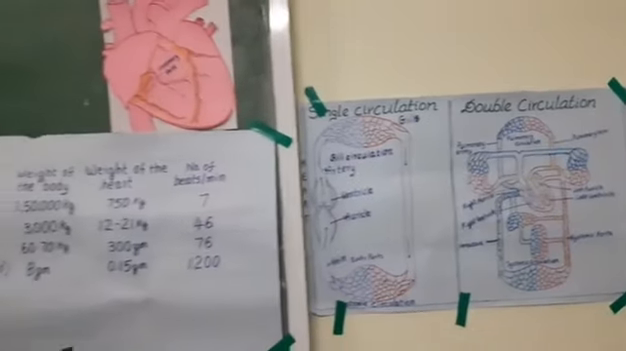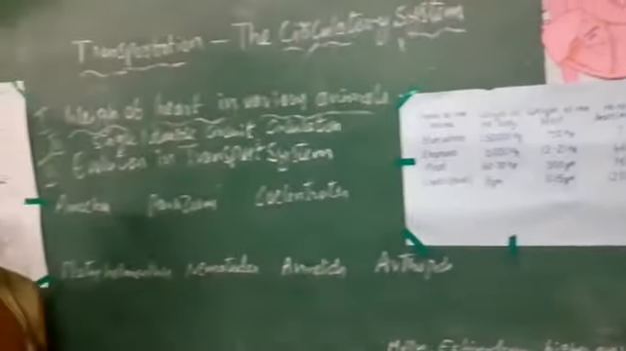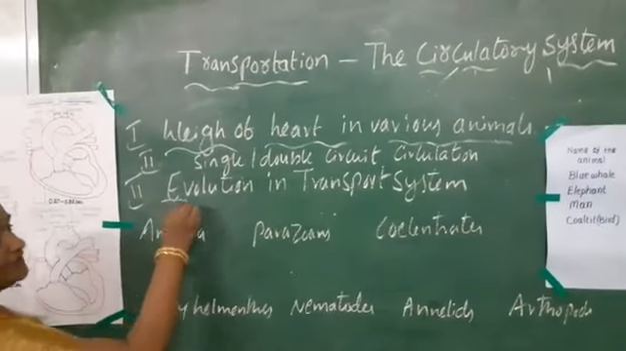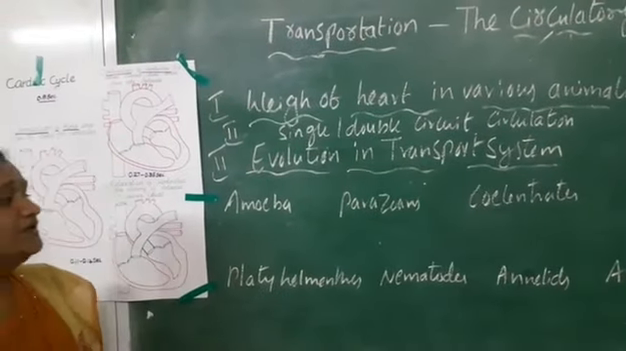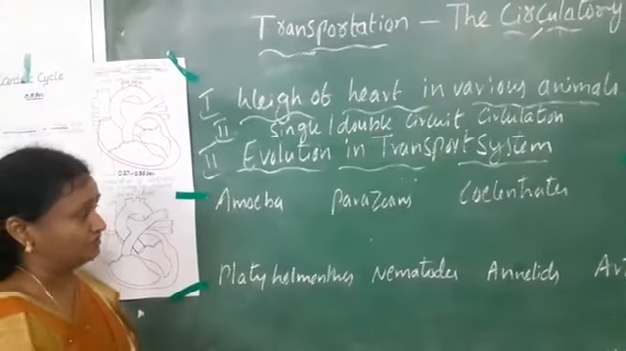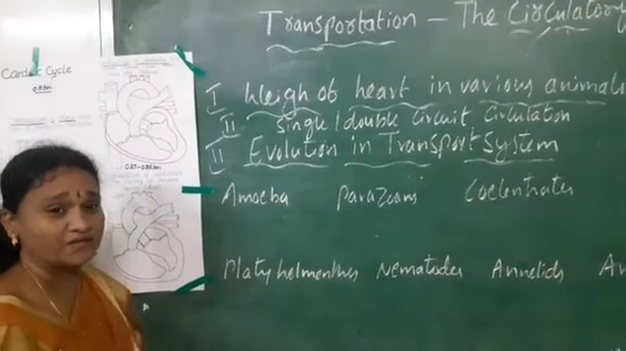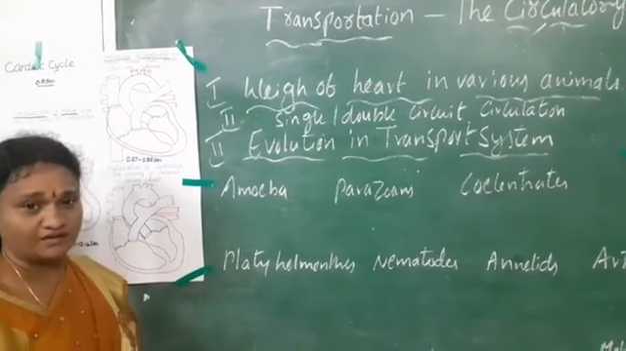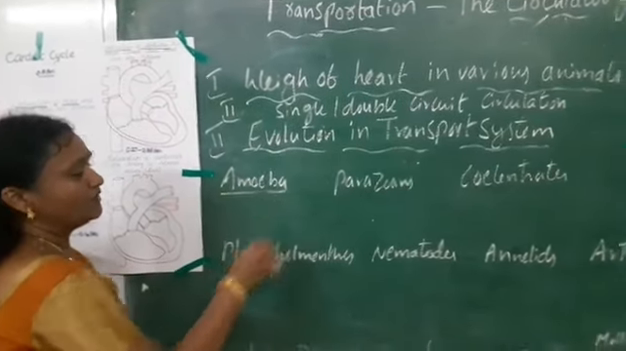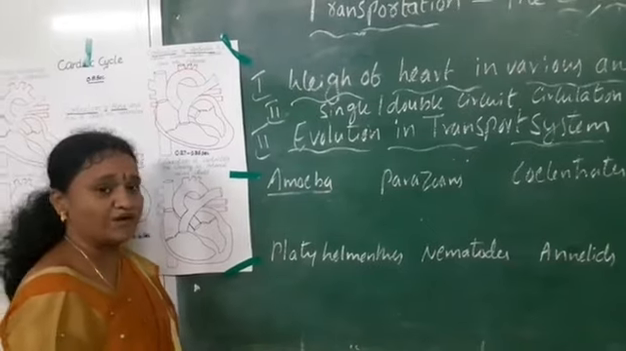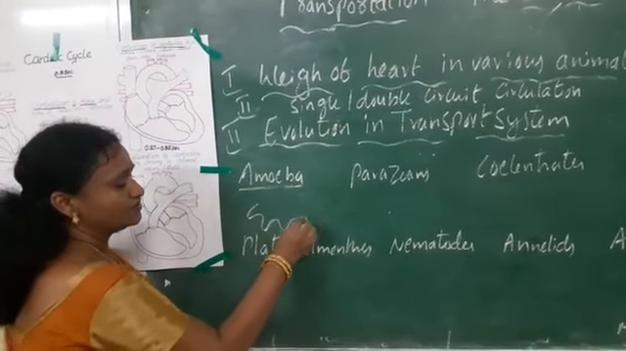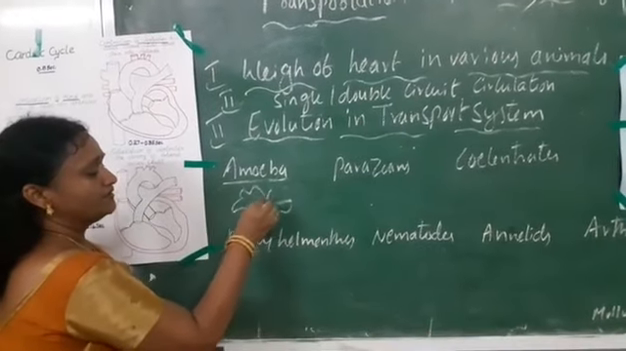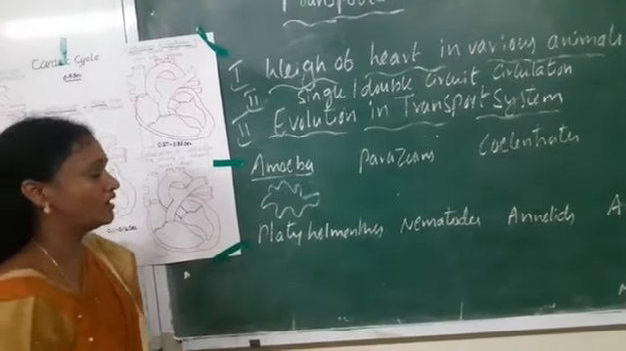Next, we'll continue the last topic in today's lesson, that is evolution in the transport system. Here we clearly see how the transport system has developed from lower organisms to the higher animals. When we see lower organisms like amoeba, hydra, the body is made up of a single cell. So that's why we call these organisms unicellular organisms.